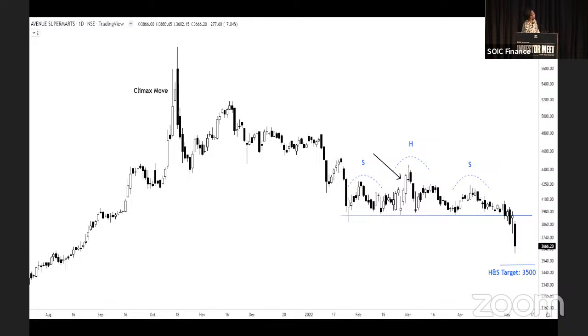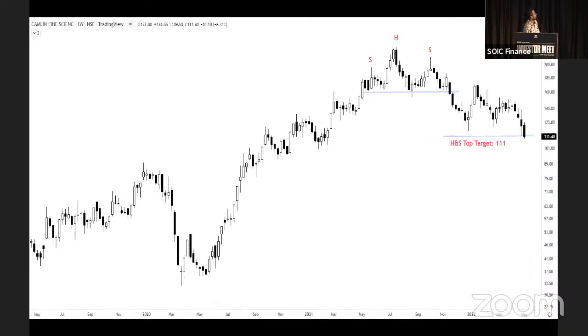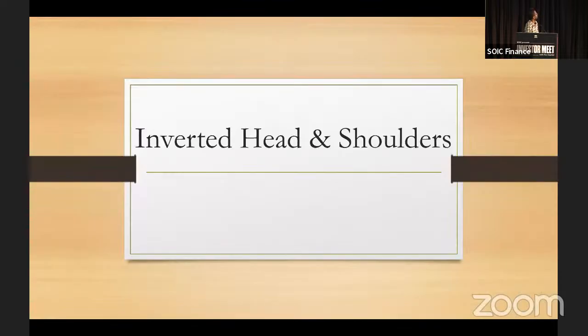Next. Camlin Fine Sciences was one example. Otherwise, if you are an investor, your 40 MA will be somewhere here. So you will be exiting, I think, somewhere here maybe. Next, sir. Inverted head and shoulder is the reverse of head and shoulder. BSE, someone said it's an inverted head and shoulder, same chart.